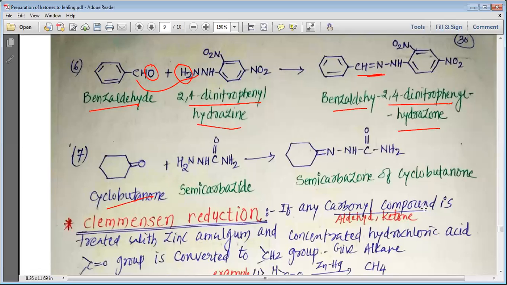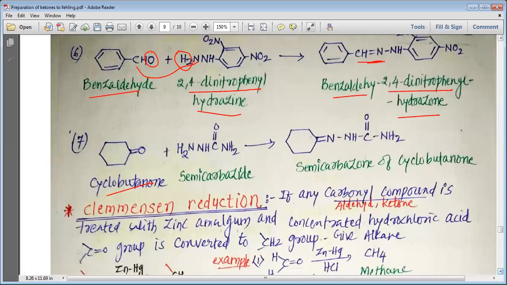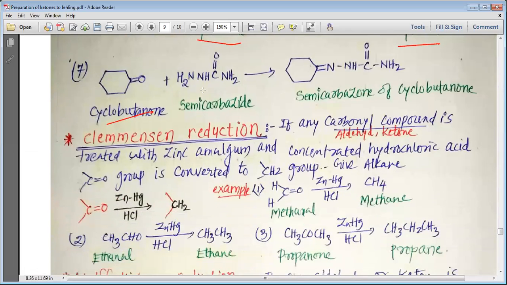Suppose you take cyclobutanone. So when you take cyclobutanone, again this oxygen is being removed, this hydrogen is being removed, so a water molecule is gone, and you get the double bond between this carbon and this nitrogen. So you can get the semicarbazone of cyclobutanone.